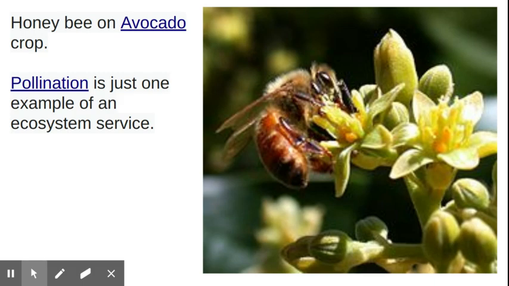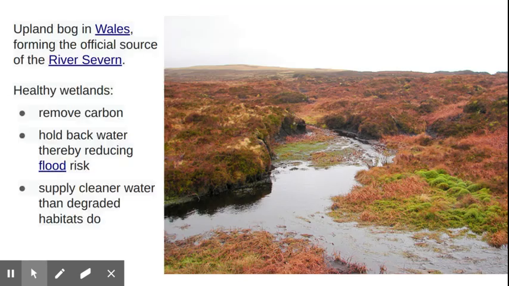It would take a lot of work for us to do the job that the bees are doing on their own naturally. Another one is what wetlands do. These may look like swampy, gross places, but this is a picture of an upland bog in Wales. But there's wetlands all over the place. We have lots and lots around near us. Some things that healthy wetlands do is remove or sequester carbon. They can hold back some water to minimize floods, and they clean water. And they have many more benefits.